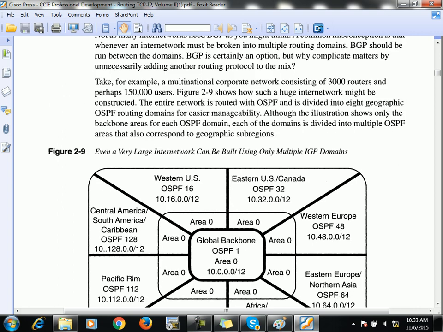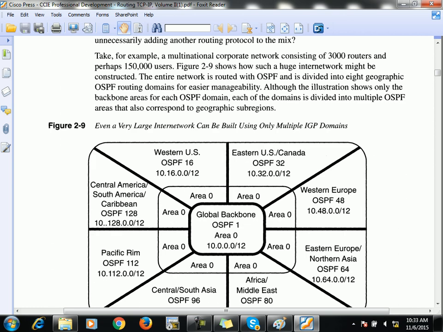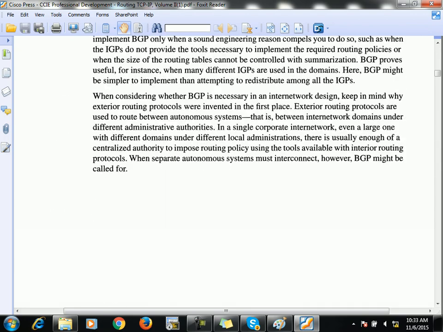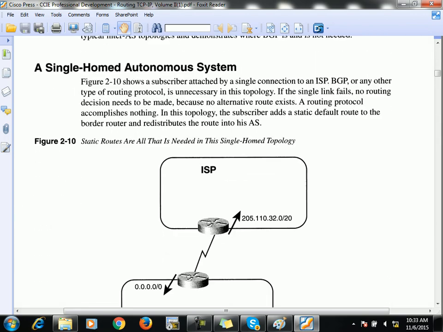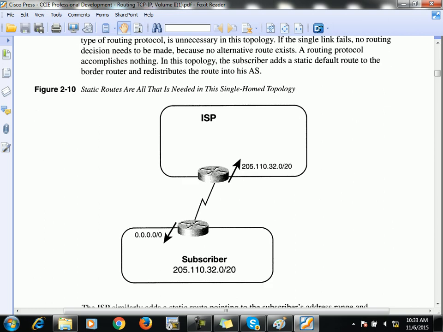But as you know, OSPF cannot handle more than 1000 prefixes. So in that case you have only one option, that is BGP, so you will be implementing BGP. This is called a single homed autonomous system: a single homed customer, one ISP, one link.